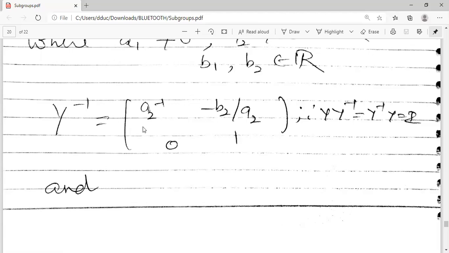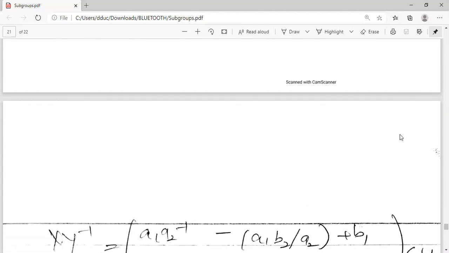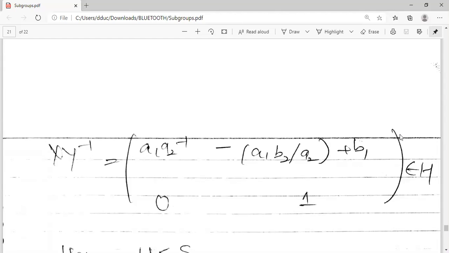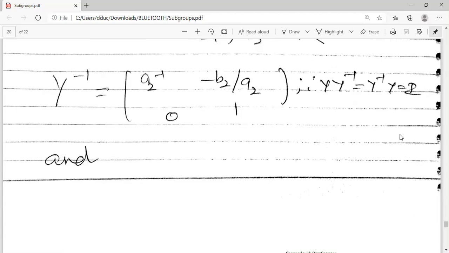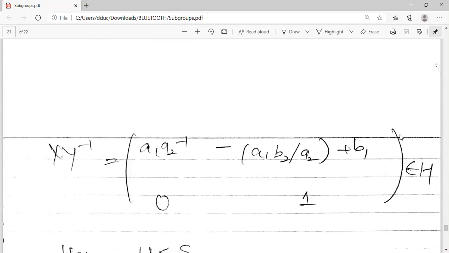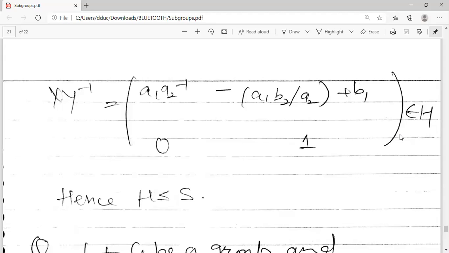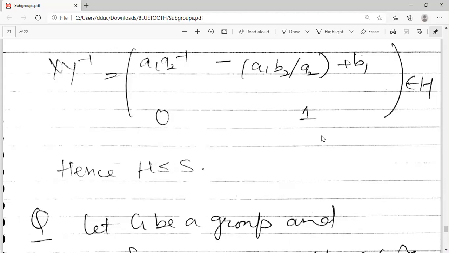So this element will be the Y inverse of Y, and this you can verify here: Y into Y inverse is giving you the identity. Now, X into Y inverse. So the one step subgroup test was A into B inverse belongs to H for every A, B in H. First we have shown here that Y inverse belongs to it. Then we are showing that X into Y inverse belongs to it. So X into Y inverse, by matrix multiplication, you can see that it will be equal to this. And so this is in H, that means H is a subgroup of S.